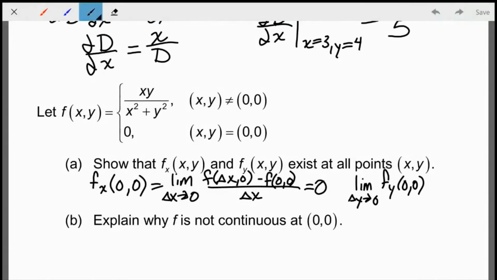And what we would have there is kind of the same thing. It would be the limit as delta y approaches 0. I'm going to have to write this pretty small here. F of 0, delta y minus f of 0, 0. Kind of running out of space there. Let me write that a little smaller.